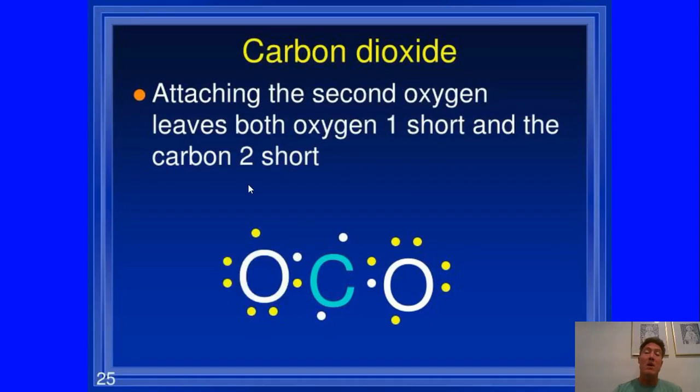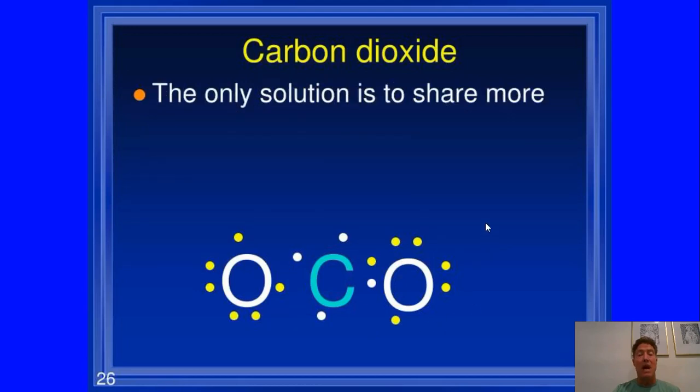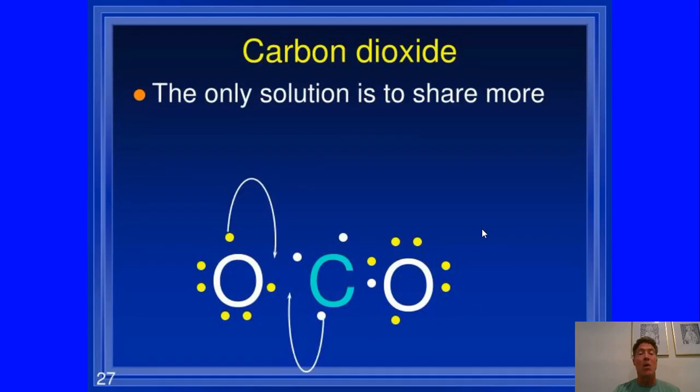So let's bring in another oxygen. Attach it the same way. Well, that still leaves both oxygens 1 electron short, and the carbon is now 2 electrons short. So how can we figure this out? How about let's share even more?